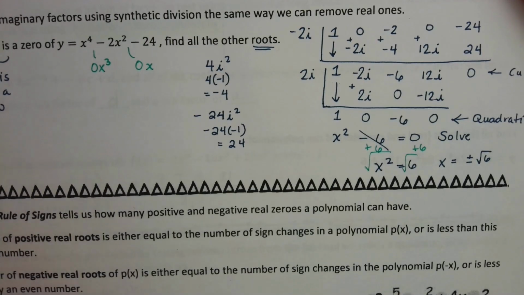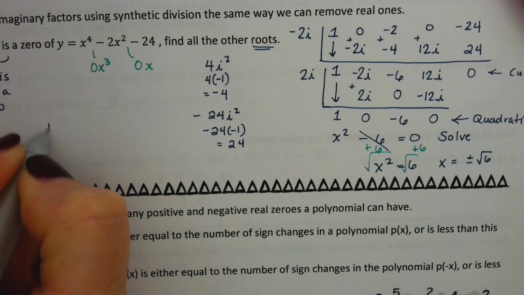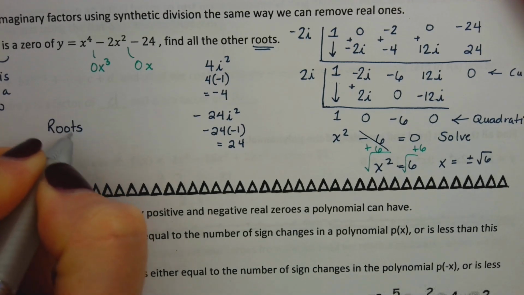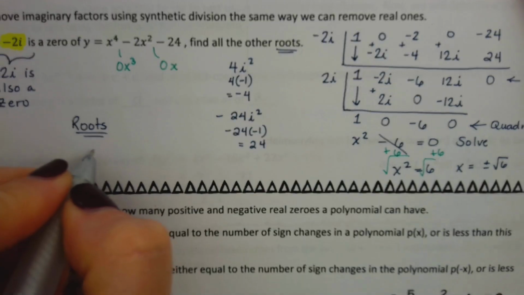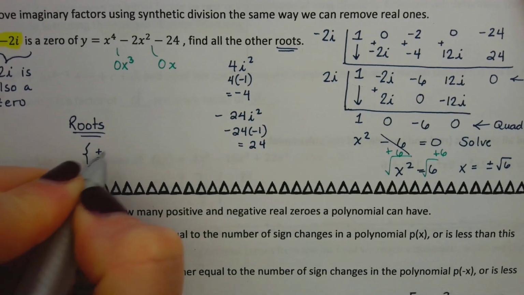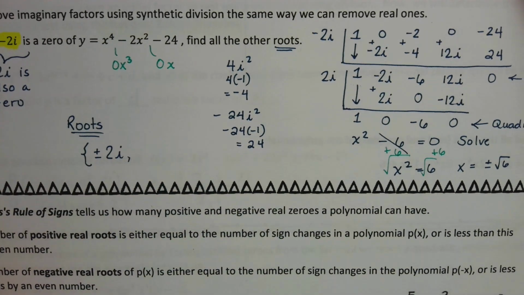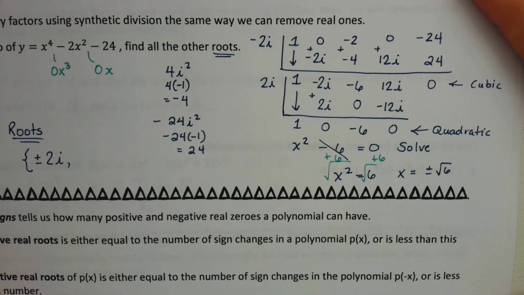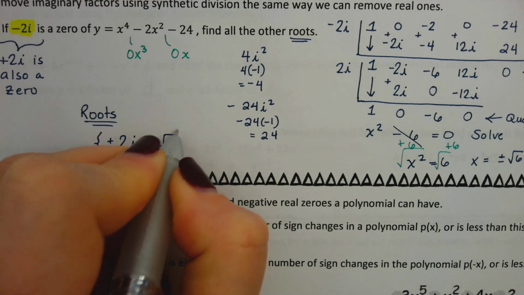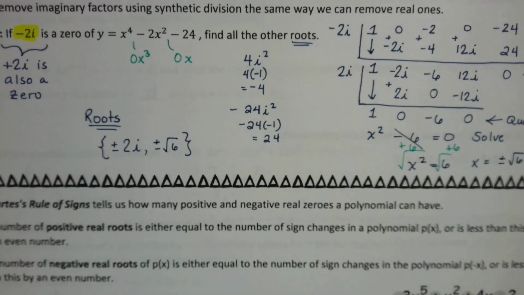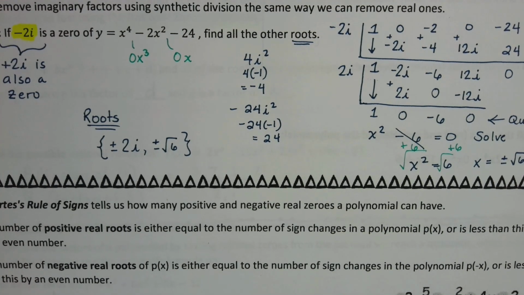So if I were to make a list of all of those roots, all of those zeros, we've got positive and negative 2i. And we also had positive and negative square root of 6. If this was a fourth degree polynomial from the start, how many solutions should it have? It should have 4. Does it have 4? It sure does. They're gross 4, but it is 4.